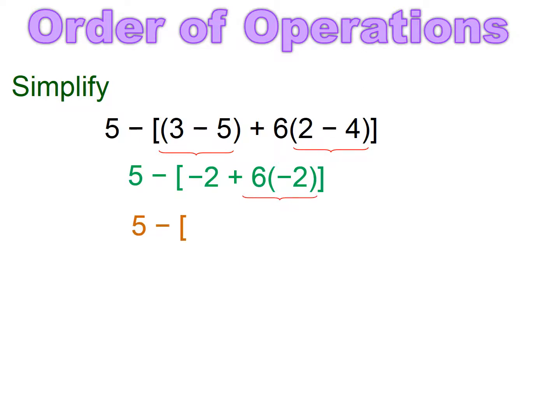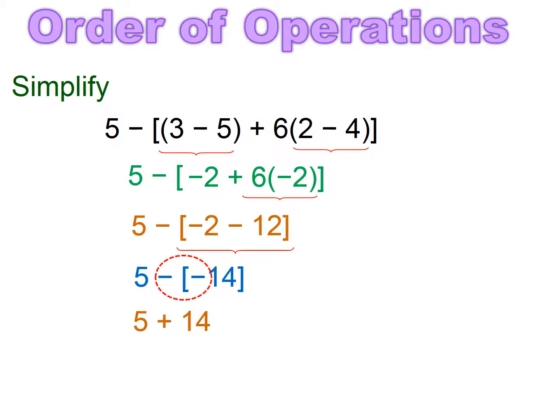So I'm just bringing down the 5 minus, have an open bracket here. I get negative 2 minus 12. 6 times a negative 2 is a negative 12, so it's minus 12. Now I'm going to go inside the bracket still, and I'm going to get it to be one number. It's the same sign, so I'm going to add and keep the sign. Now I'm going to deal with that double negative. It's going to change to a plus, and I end up with my solution as 19.